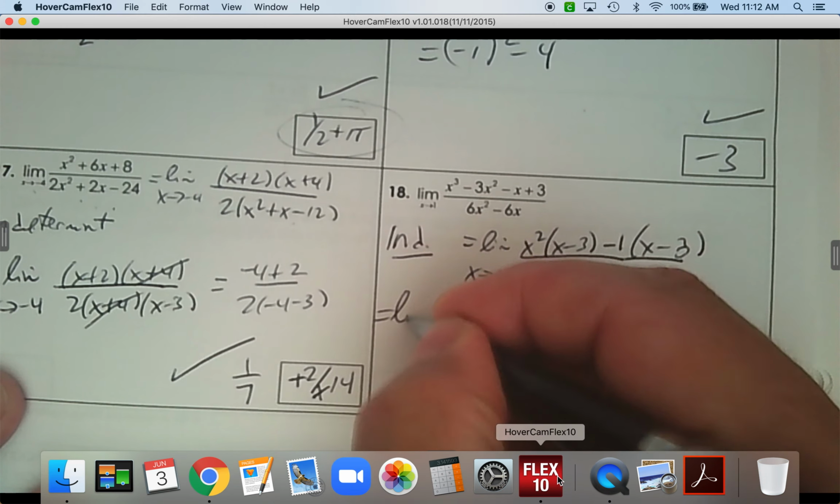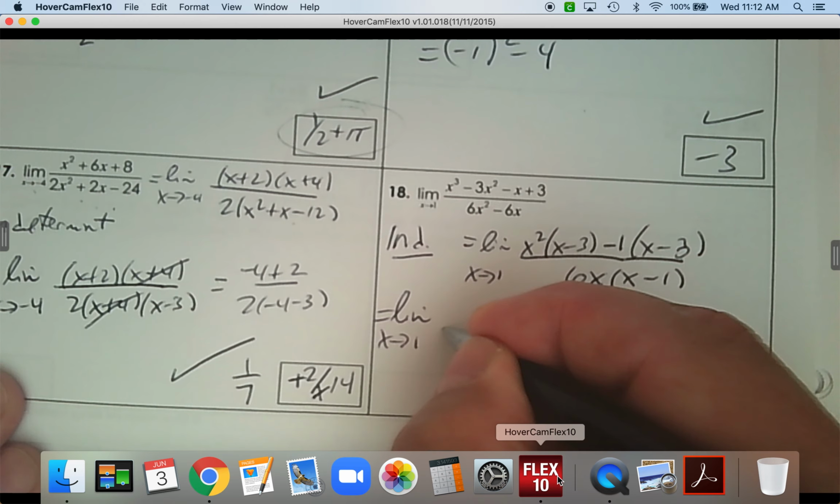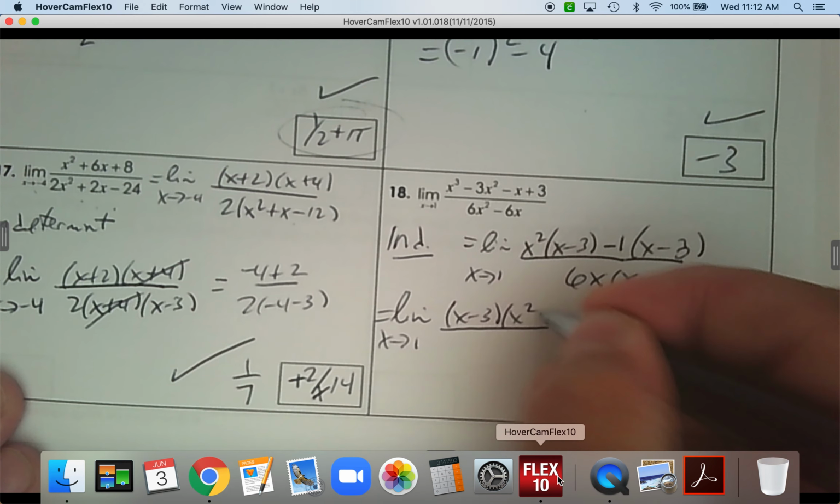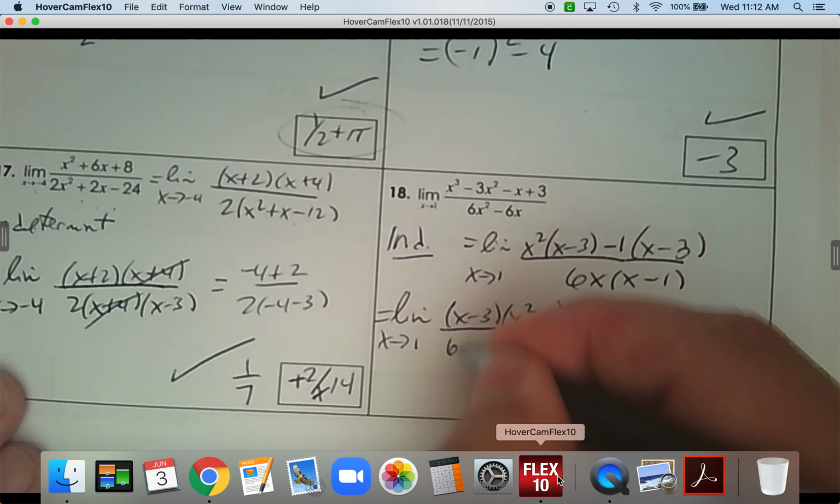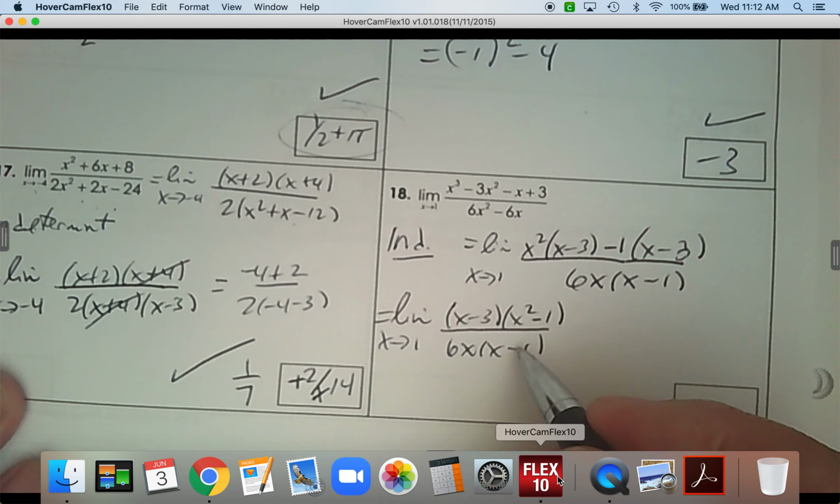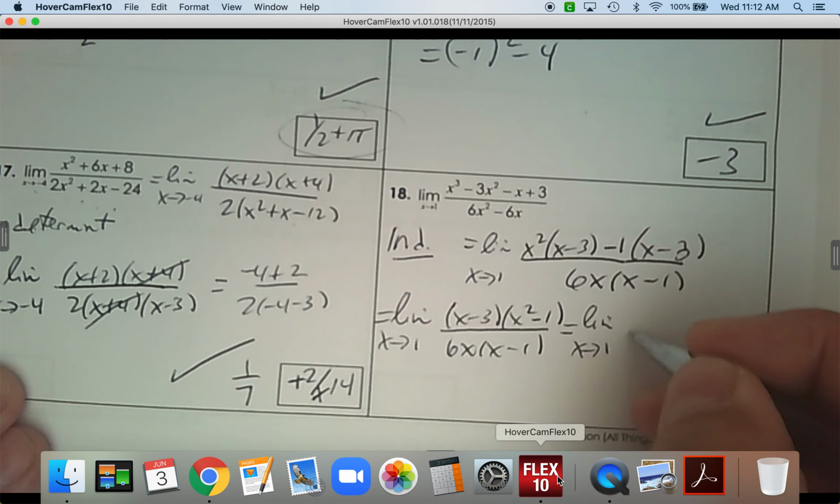Now we're going to continue factoring here until we divide out the hole. So the numerator, we have x minus 3 and x squared subtract 1. And then the denominator stays the same. Notice x squared subtract 1 and x minus 1, not yet. One more step to factor. What do you notice that could be factored further?